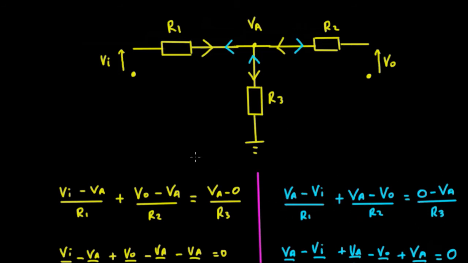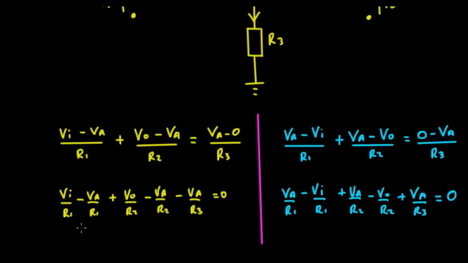Now, if we were to multiply these out, so we just say Vin upon R1 minus VA upon R1, and you multiply this one out, and we also take the VA upon R3 across, so you end up with a minus VA upon R3, and we'll do the same at the other side. Then you'll notice that the equations actually are the same. The only difference is the direction in which the current is defined.